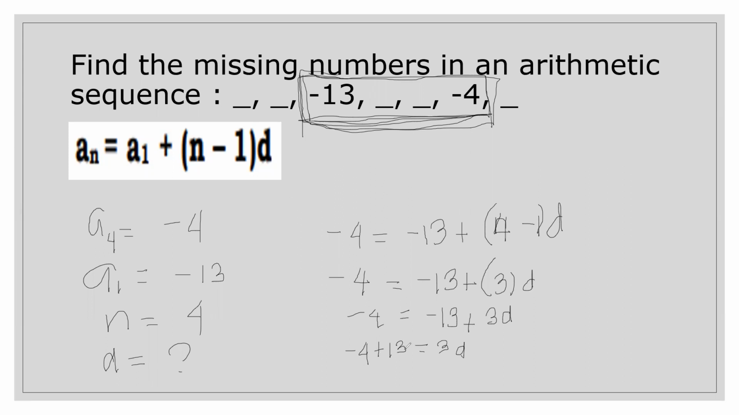Negative 4 plus 13? Positive 9. That's correct. Positive 9 equals 3d. Then divide natin. So d equals 3. So we have positive 3. 3 po. Positive 3. So plus nga natin. Negative 13 plus positive 3. Negative 10 po. Negative 10. That's correct. Pero dahil positive at negative, nagagawa natin po. Nagma-minus tayo. So plus positive 3.